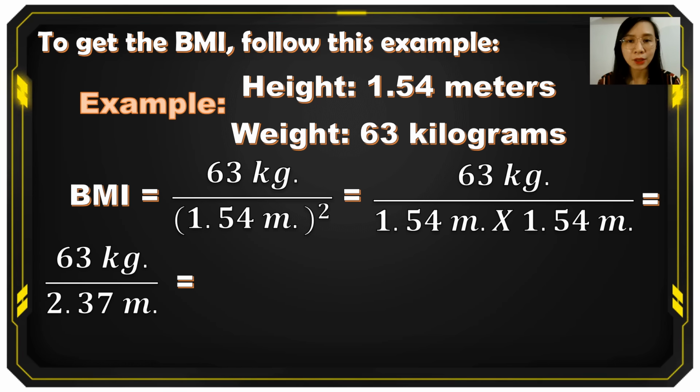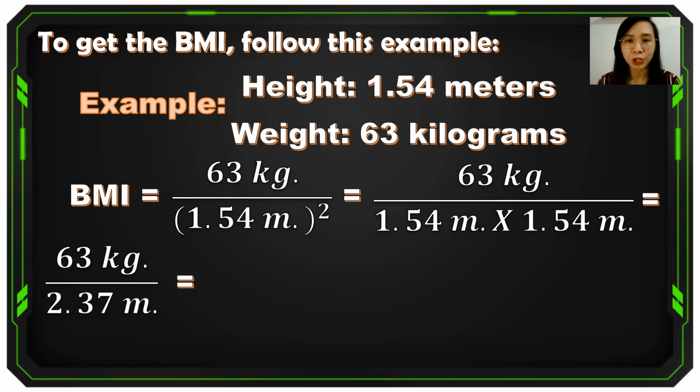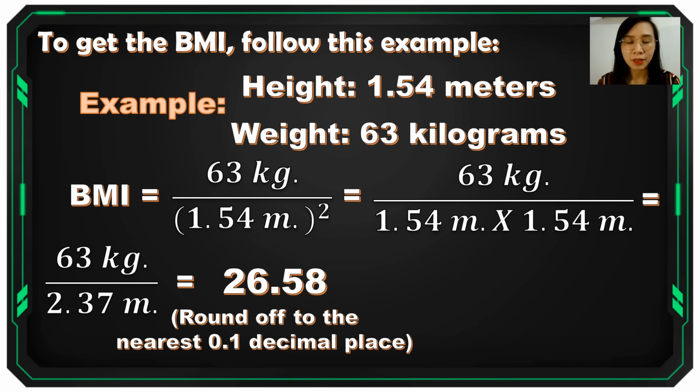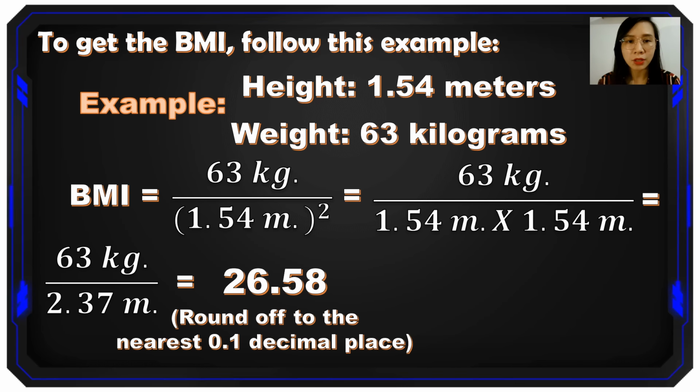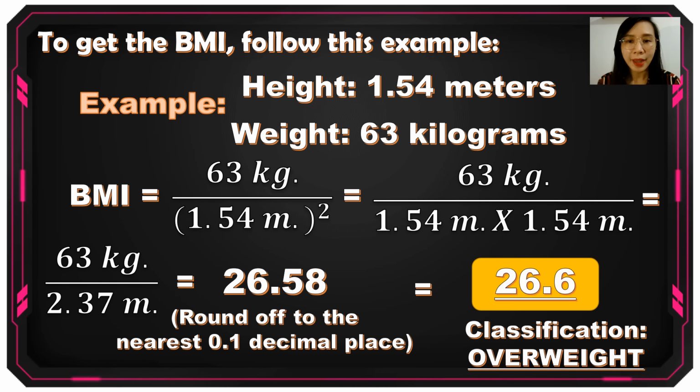Now, proceed in dividing the weight by height. So it will be 63 kilograms divided by 2.37 meters. And you will get an answer of 26.58. Now, you just need to round off the answer to the nearest 0.1 decimal point. Round up only if the number beside it is 5 and above. If the number beside it is 4 or below, just get the nearest 0.1 decimal point and no need to round it off. So that's why in this example, we round off 26.58 and the final answer is 26.6 and its classification is overweight.